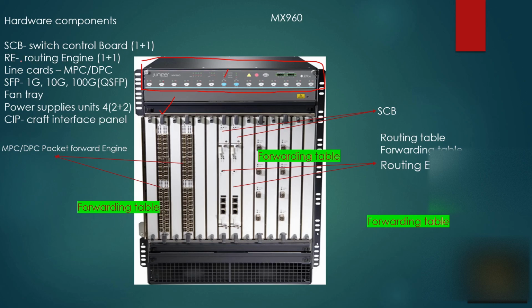In the SCB and routing engine, you will install your operating system. Then there are line cards and SFPs. These are the very important line cards, the MPC line cards. All the packets are hitting this line card interface only, right? Yes or no? All the data is hitting interfaces only, right? Because it is connecting from different routers.